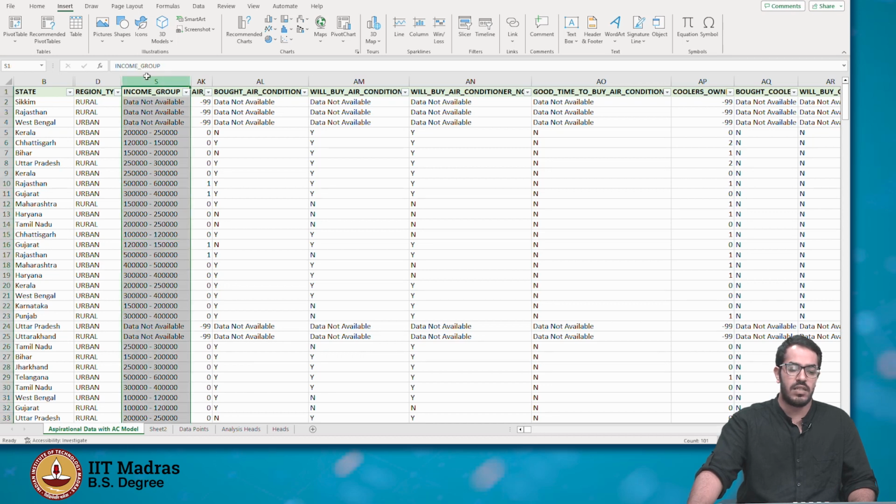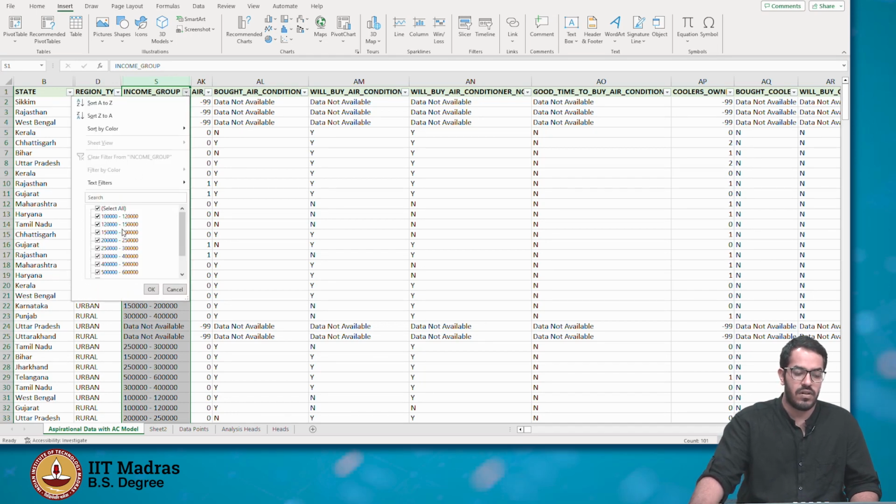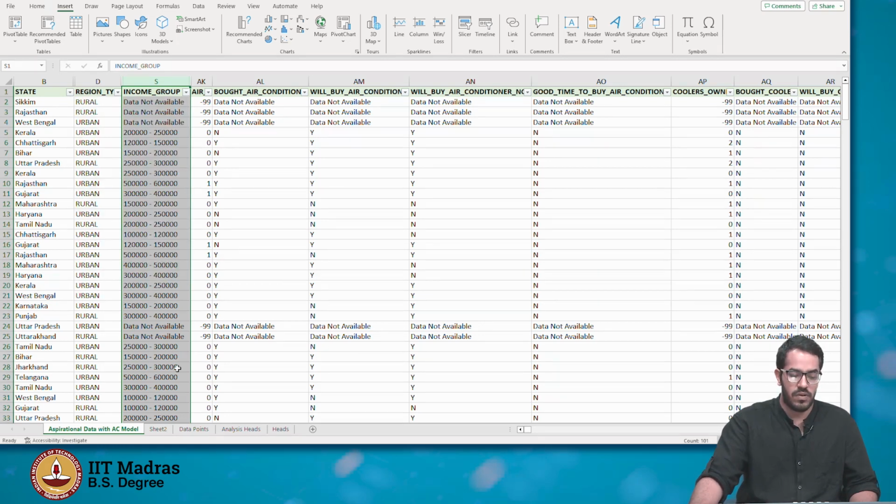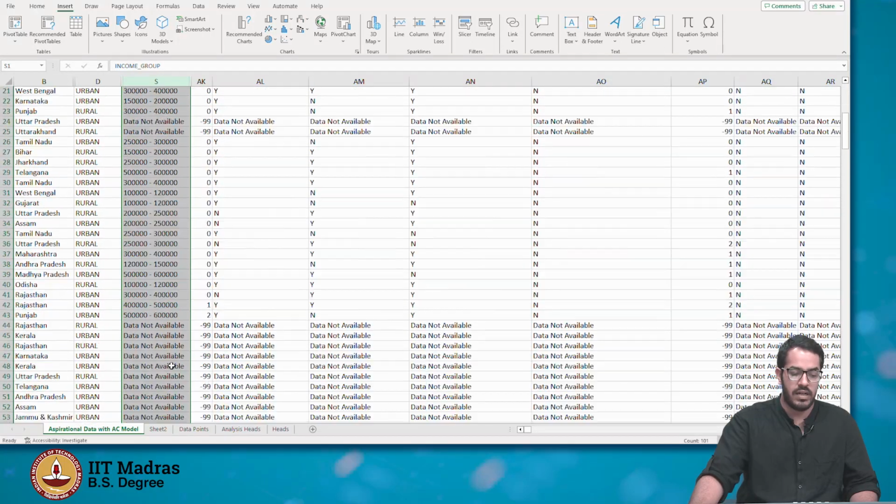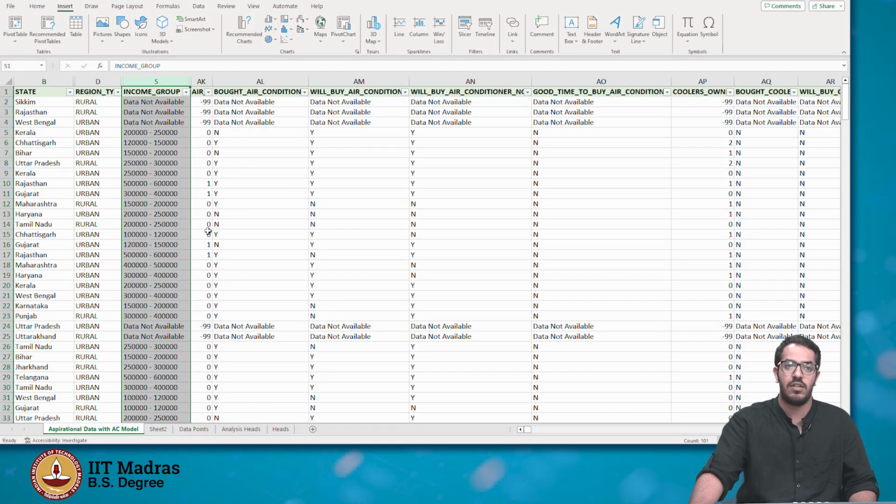Now here, what we can see in the S column is various different data points. So there are 1, 2, 3, 4, 5, 6, 7, 8, 9, 10 plus data not available. So there are 11 different data points available here, but they are repeated over 100 entries. So we want to figure out which are the unique data points that we have and where we have them.